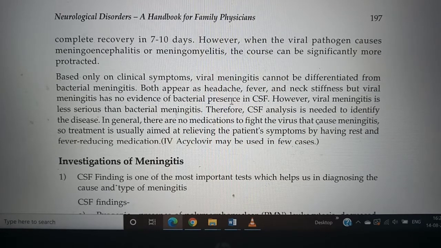These are the ones which cause severe problems, and again the symptoms include headache, fever and neck stiffness. But here when you do a CSF examination, there is no presence of bacteria. So that is the difference between bacterial meningitis and viral meningitis. Viral meningitis is less serious than bacterial meningitis, but still it needs to be identified, and if persons have severe problems, they have to be treated. Otherwise, bed rest and medications to treat the fever, and also antiviral agents like acyclovir will be helpful in overcoming viral meningitis.